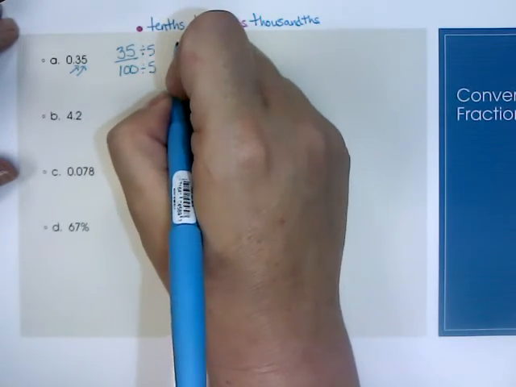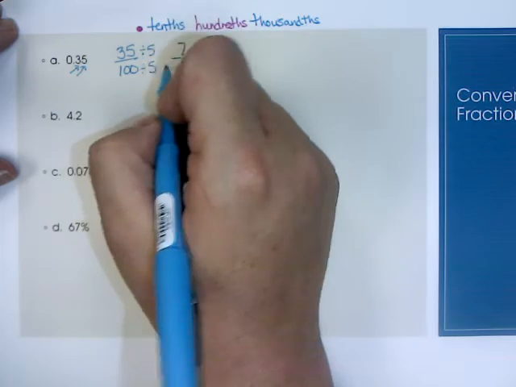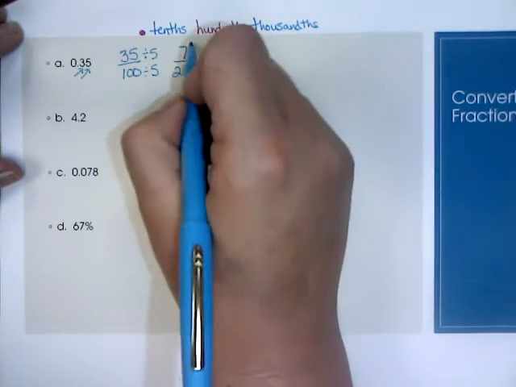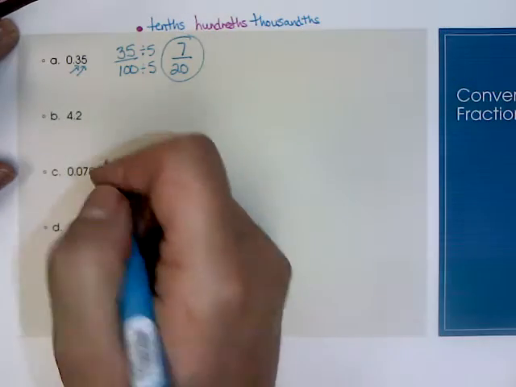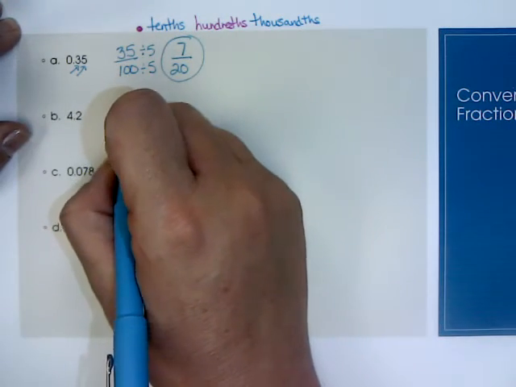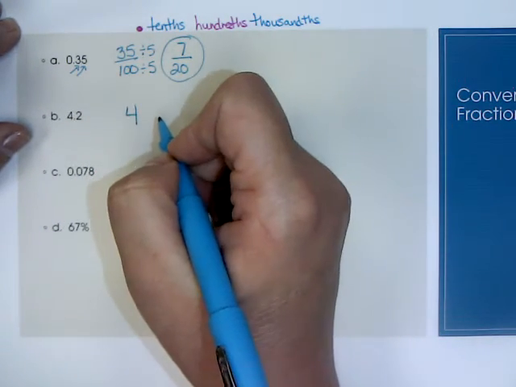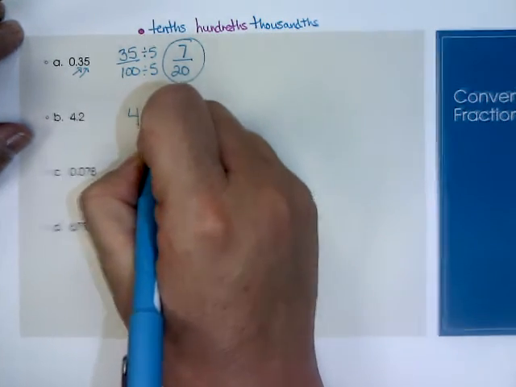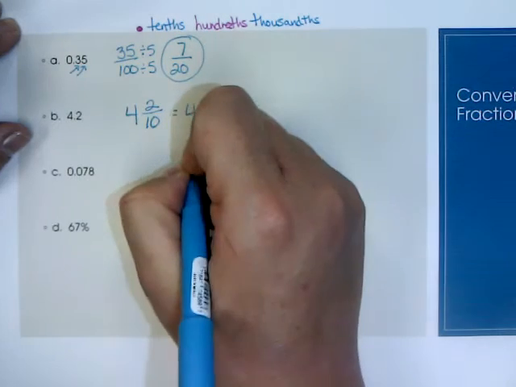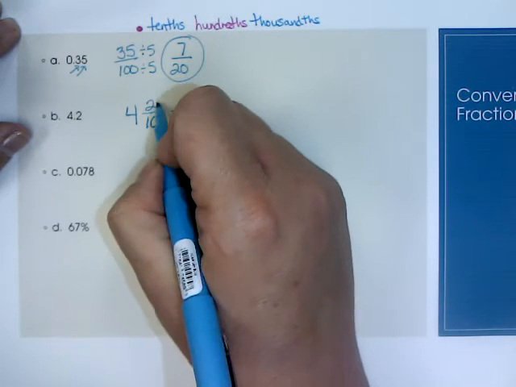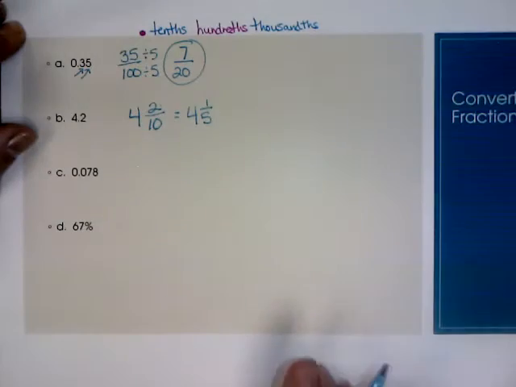35 divided by 5 is 7. 100 divided by 5 is 20. And there's no other numbers that will go into there. Taking a look at B, I have 4.2. I have a 4, which is a whole number, and a 2 in the tenths position. And again, I'm going to go ahead and simplify that number by taking 2 out of top and bottom.